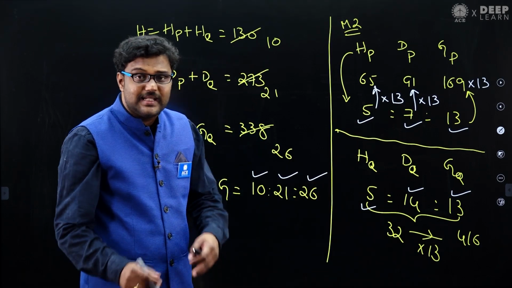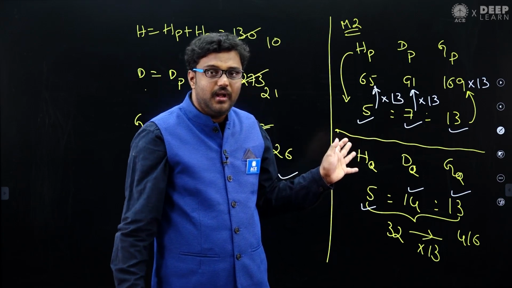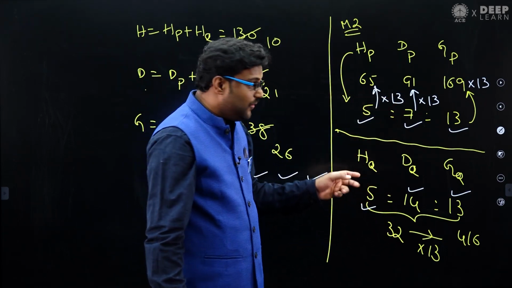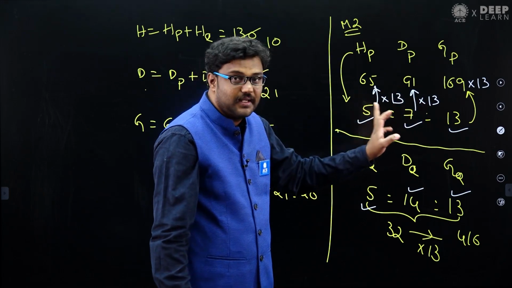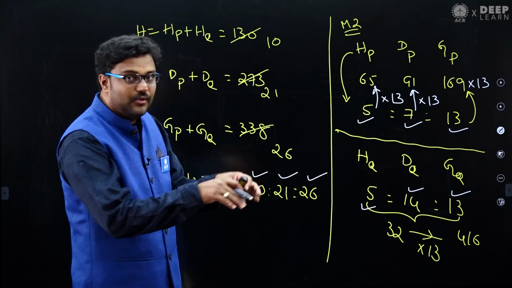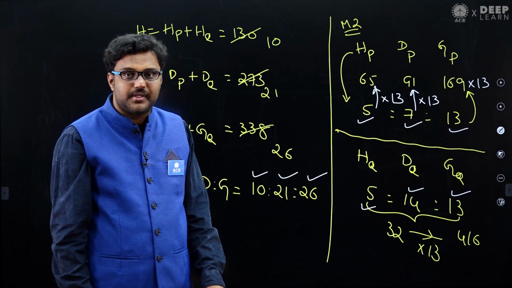So you can add this directly only when the factor is the same. Don't do it for all. If the factors are different, this is into 12, this is into 13, then no. You can add it directly only when the factor is the same. Here multiplying with 13, here also multiplying with 13, then you can add those two directly. Right? So guys, hope you understand the solution. Fine.